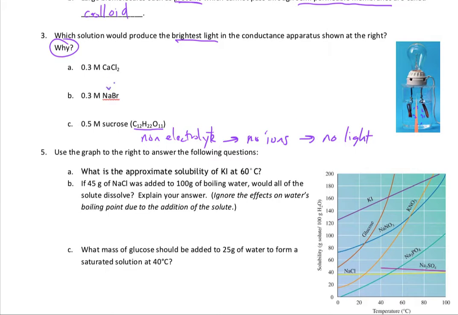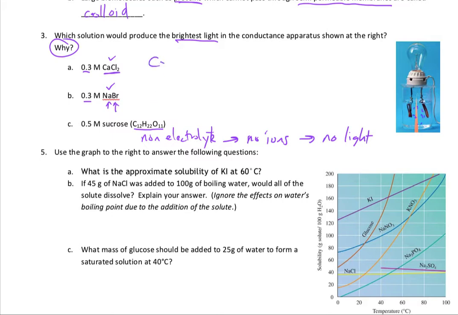Whereas these two examples, both of them are strong electrolytes because you're looking at soluble salts. Notice they're both at the same concentration. So on those two criteria, you would think they would generate the same amount of brightness in the conductivity meter. But what you have to appreciate here is that the calcium chloride actually produces a total of 3 ions in solution, whereas the sodium bromide only produces 2 ions.